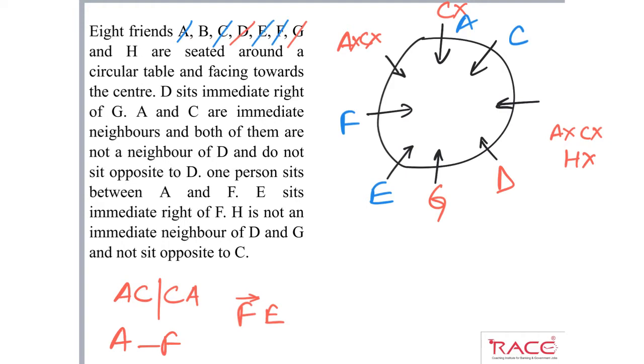Now B and H are the two persons remaining. H I cannot place here, so what is the position for H? This. If H is here, B will be here, and in our first possibility I get my final diagram. This is the final diagram of this particular question.